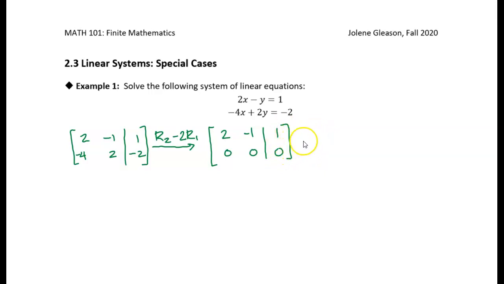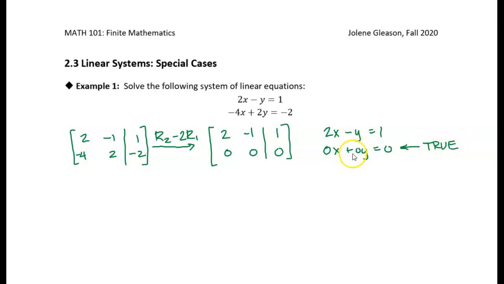Now, if I take this augmented matrix and I turn it back into the corresponding equations, this is saying 2x minus y equals 1, right? That first equation. And the second row is telling me that 0x plus 0y equals 0. Now, this is a true statement. This is true for any x and y. So there's no contradiction or anything going on there.